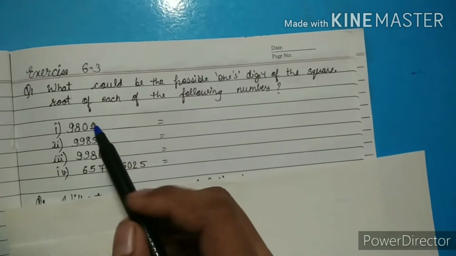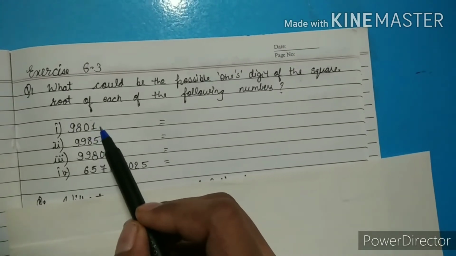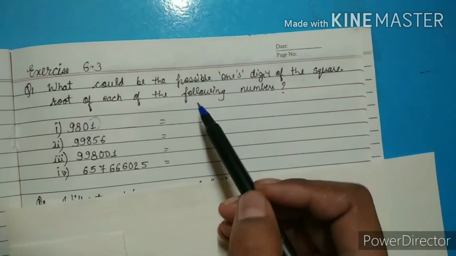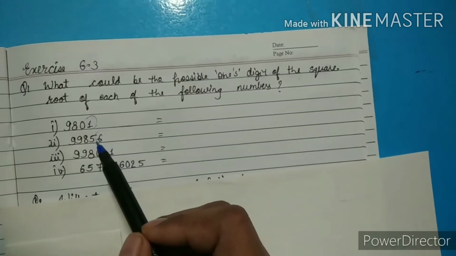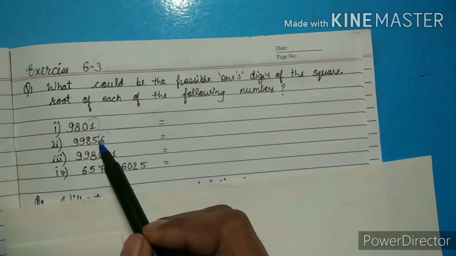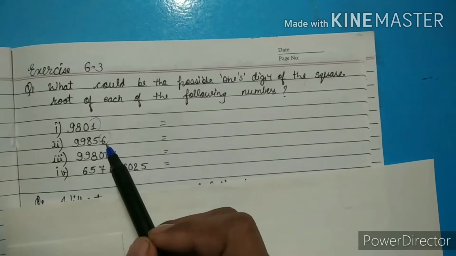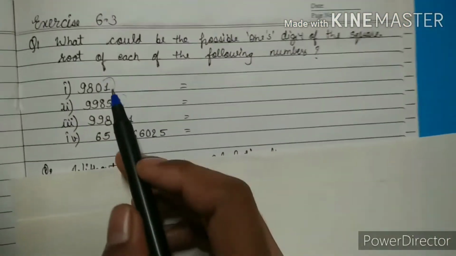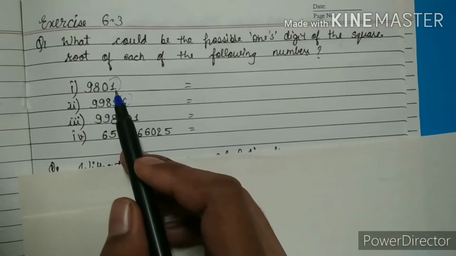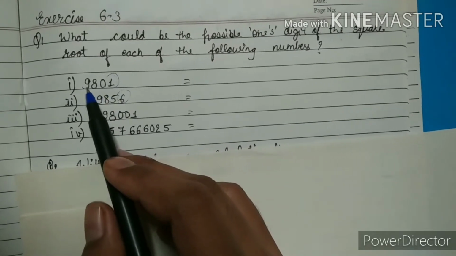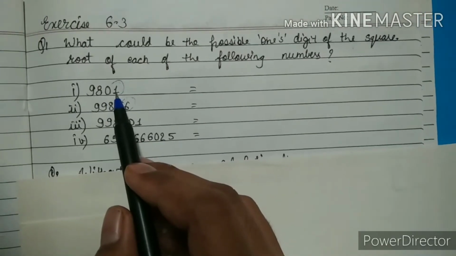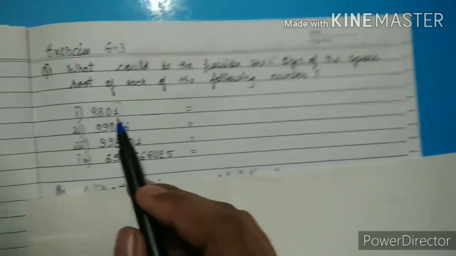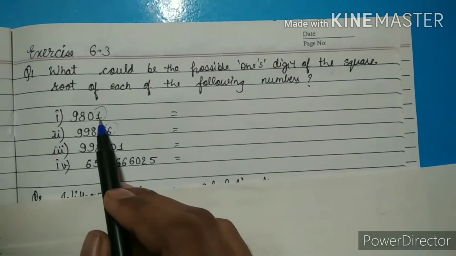So we already saw, when we take the square root of a number, what will be their answer? When we take the square root of any number that has 6 on the ones place, what answer will it give us? We saw just previously, here in the first we have 1 on the unit place. So when we take under root 9801, what will be their answer? Here we have 1 on the unit place.